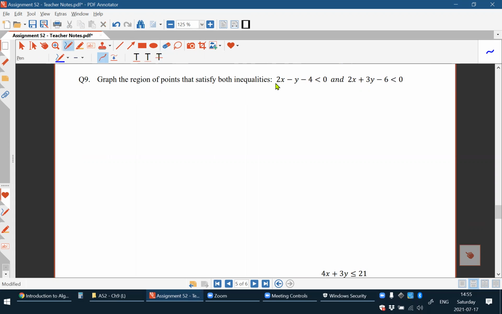First of all, we need to find the corresponding two lines, right? Let's take the first inequality. We need to separate x and y's, right? The first inequality is equivalent to y greater than 2x minus 4. Let's say line L1 is y equals 2x minus 4. This is a boundary line of the first region.